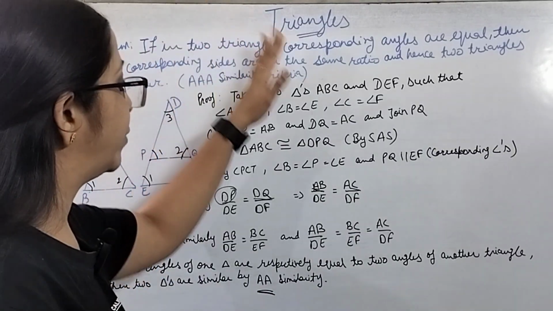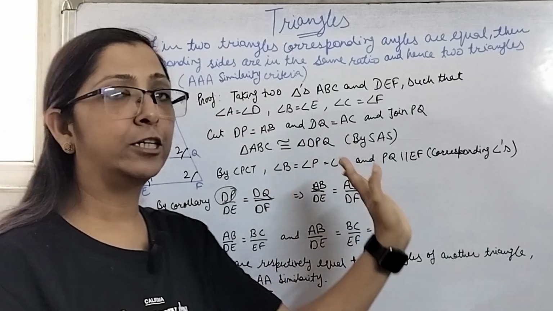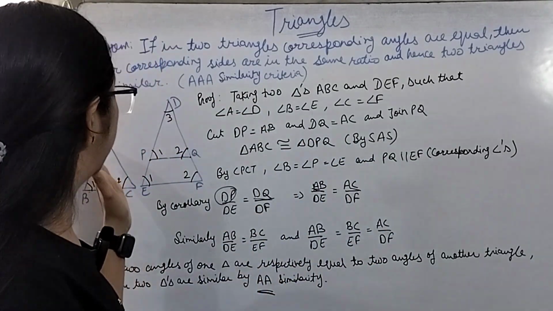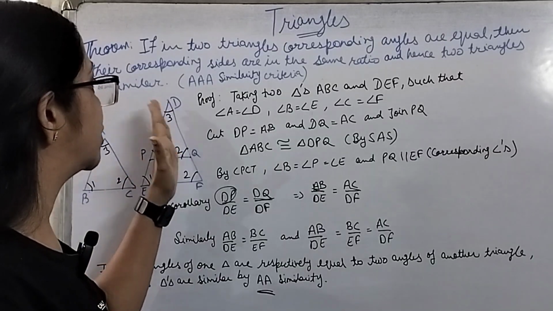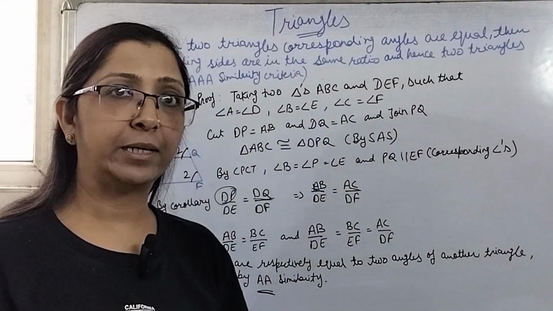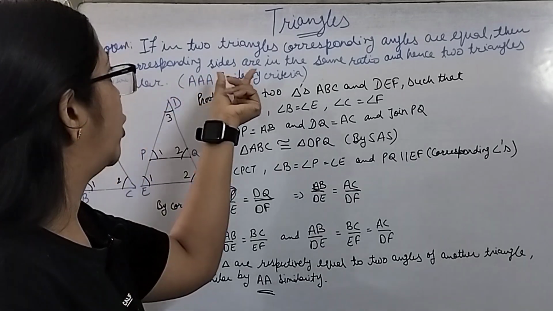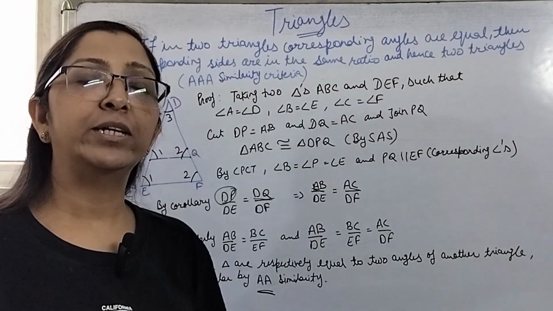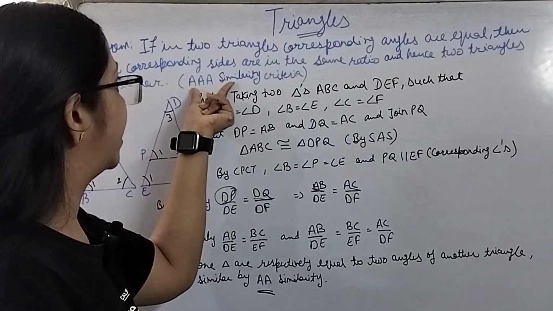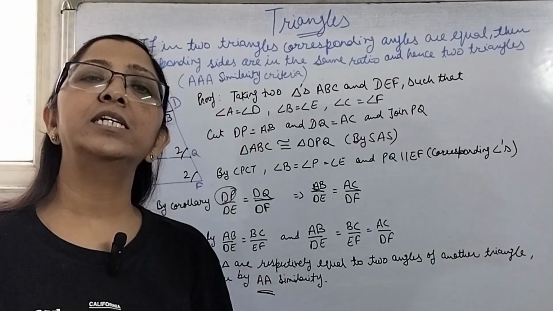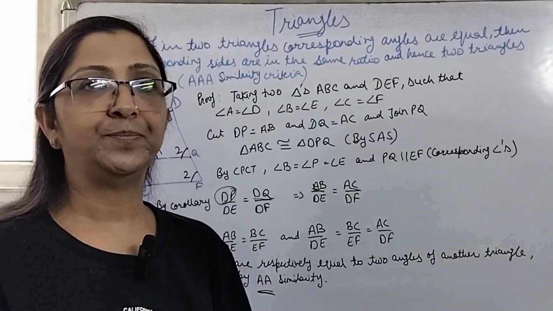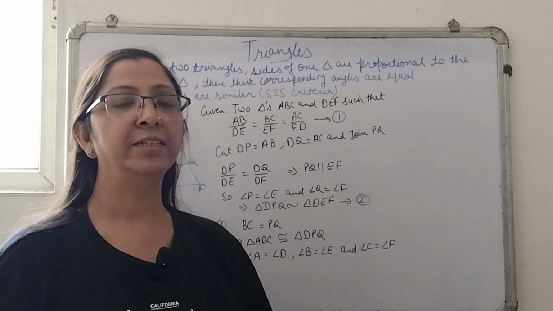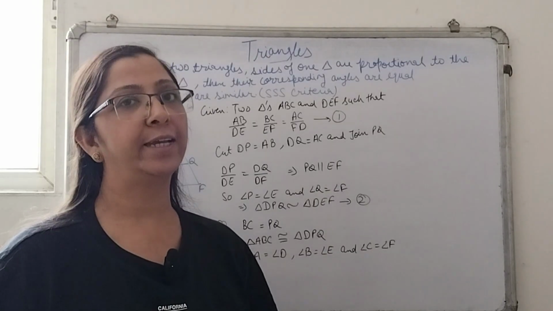So we need not prove everything. Simply, it is the conclusion. We can conclude that if either two angles of one triangle are given equivalent to the corresponding two angles of another triangle, or if all three corresponding angles are given equal in two triangles, then by AA similarity or AAA similarity, these two triangles will be similar. Just now we have seen one of the criteria of similarity, that is AA or AAA similarity.